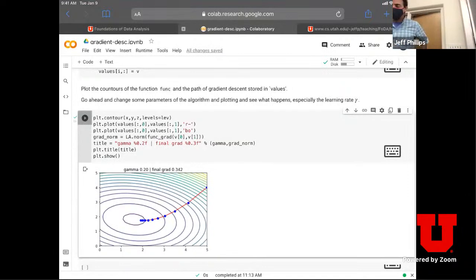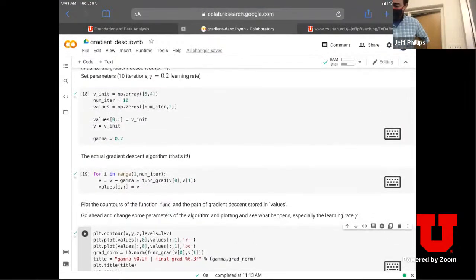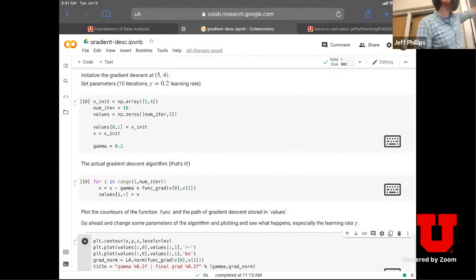Yep. Is it not quite exactly reaching? Yeah, it hasn't reached the minimum, right? So what do you think I should do if I haven't quite reached the minimum? How could I change the parameters to do better? All right, I can increase the number. I have the two parameters, num-iter, which I set to 10, and gamma at 2.